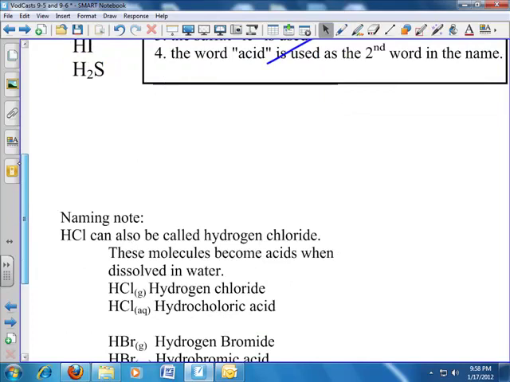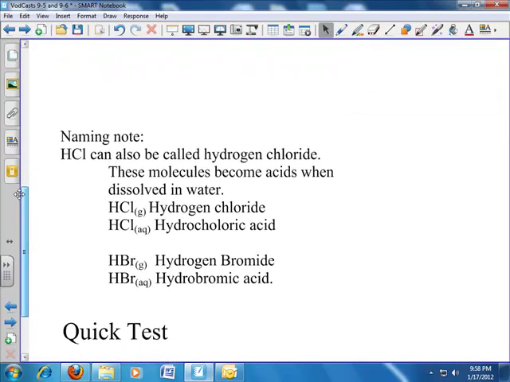Now, there's a few issues that come up with naming binary acids, because in previous worksheets you've actually had HCl and you've called it hydrogen chloride, which is perfectly legal. Hydrochloric acid basically has two names. It can go by hydrogen chloride or it can go by hydrochloric acid. Same with HBr. It can be hydrogen bromide or it can be hydrobromic acid.